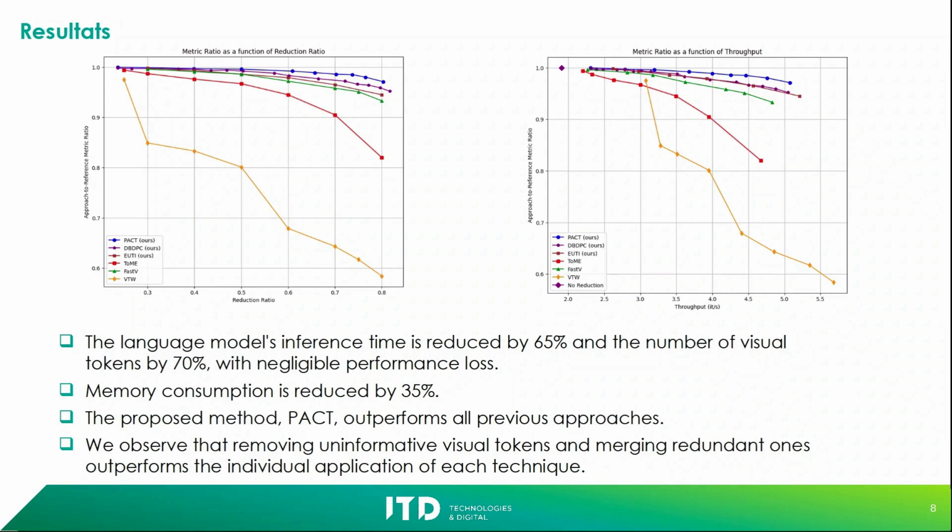We can see on these two figures a comparison of our algorithm with previous and concurrent works. You can see on the left the performance retention as a function of the reduction ratio, and on the right the performance retention as a function of the throughput. It's clear that our proposed method actually outperforms concurrent and previous works in both performance retention and efficiency. In addition to this, we can also see that addressing both information redundancy and irrelevance gives much better results than addressing each of these problems alone.